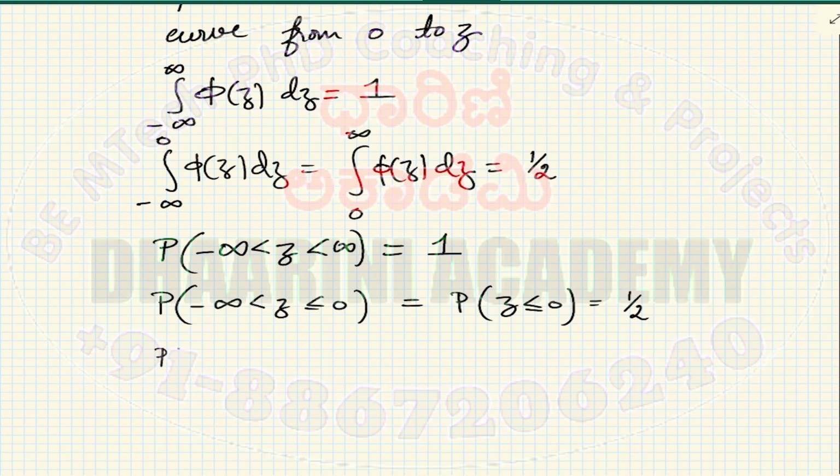Similarly, if we want to find the probability 0 less than z less than infinity, this is the condition that the probability that z is greater than or equal to 0. That's also equal to 1 by 2.